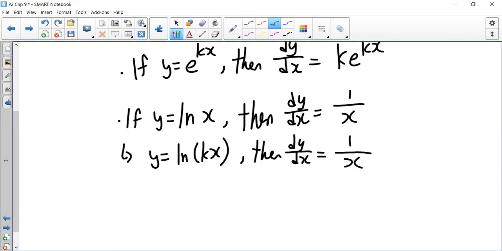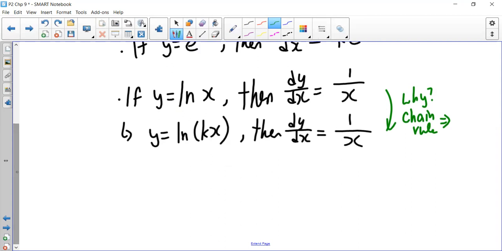I'll put in the chain rule here first. We'll definitely go for it later, so next time when you read it, probably you'll understand a bit more. So we'll leave some space here. You can maybe write next time that the derivative of ln kx equals 1 over x, but we're not covering it in this lesson. Just take it as given for now. So for ln x or ln kx, the derivative is still 1 over x.